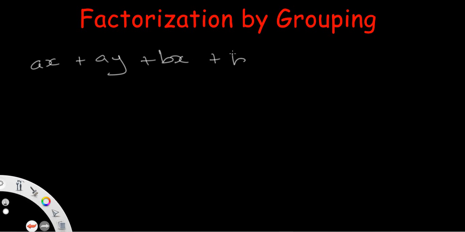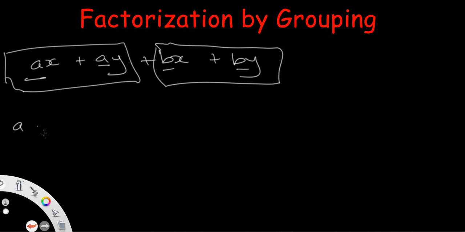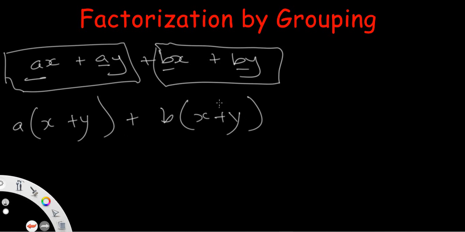AX plus AY plus BX plus BY. Okay, so let's group them. Now here we can group them like this, right? Just like before, you make a group. In the first group I see A is common, in the second group I see B is common. So for the first group I write A times (X plus Y), writing the rest of the equation without A, plus B is common, so I write B times (X plus Y), writing the rest of the equation without B. And there you go, you factorized it.